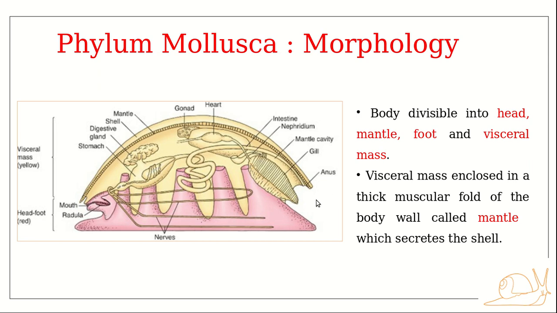Now, this is about the structure. You can see what other structures are found inside the viscera. As already mentioned, the visceral mass has most of the organ systems. Here you can see, starting from the mouth, the digestive system, the alimentary canal, and you have the gills for respiration, the respiratory structure.